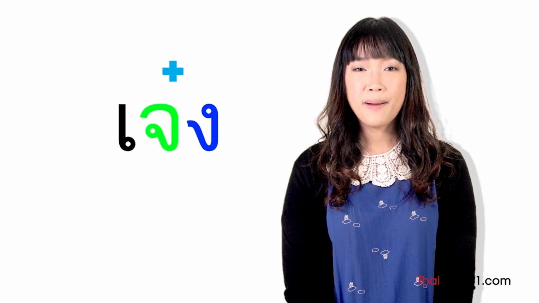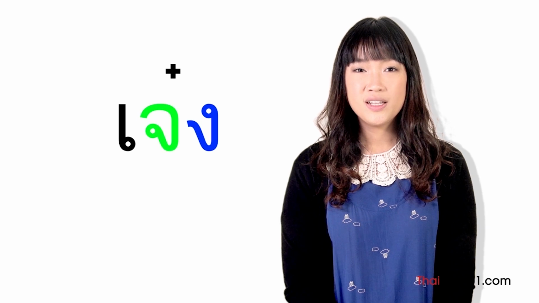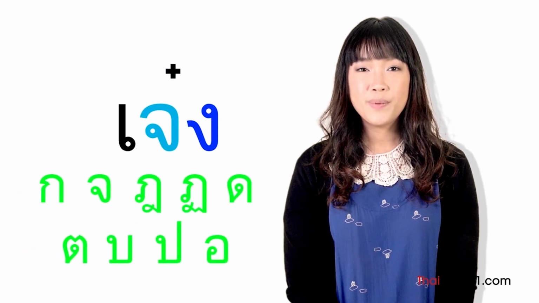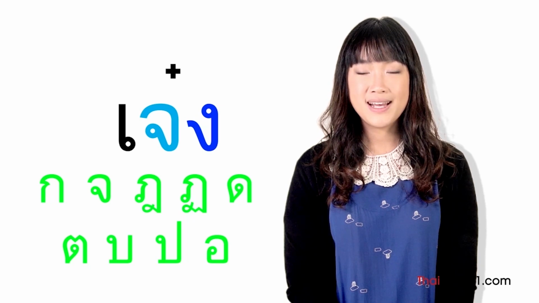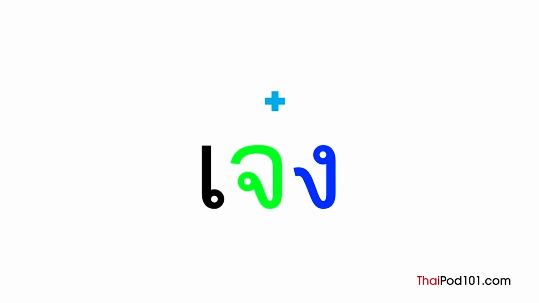This one is called Mai Chattawa. It just looks like a small plus sign that we can write above the initial consonant. The rule for using Mai Chattawa and middle class consonants is middle class initial consonant plus Mai Chattawa equals rising tone. One word that uses Mai Chattawa is Jeng. Jeng is a kind of a slang word that means cool.